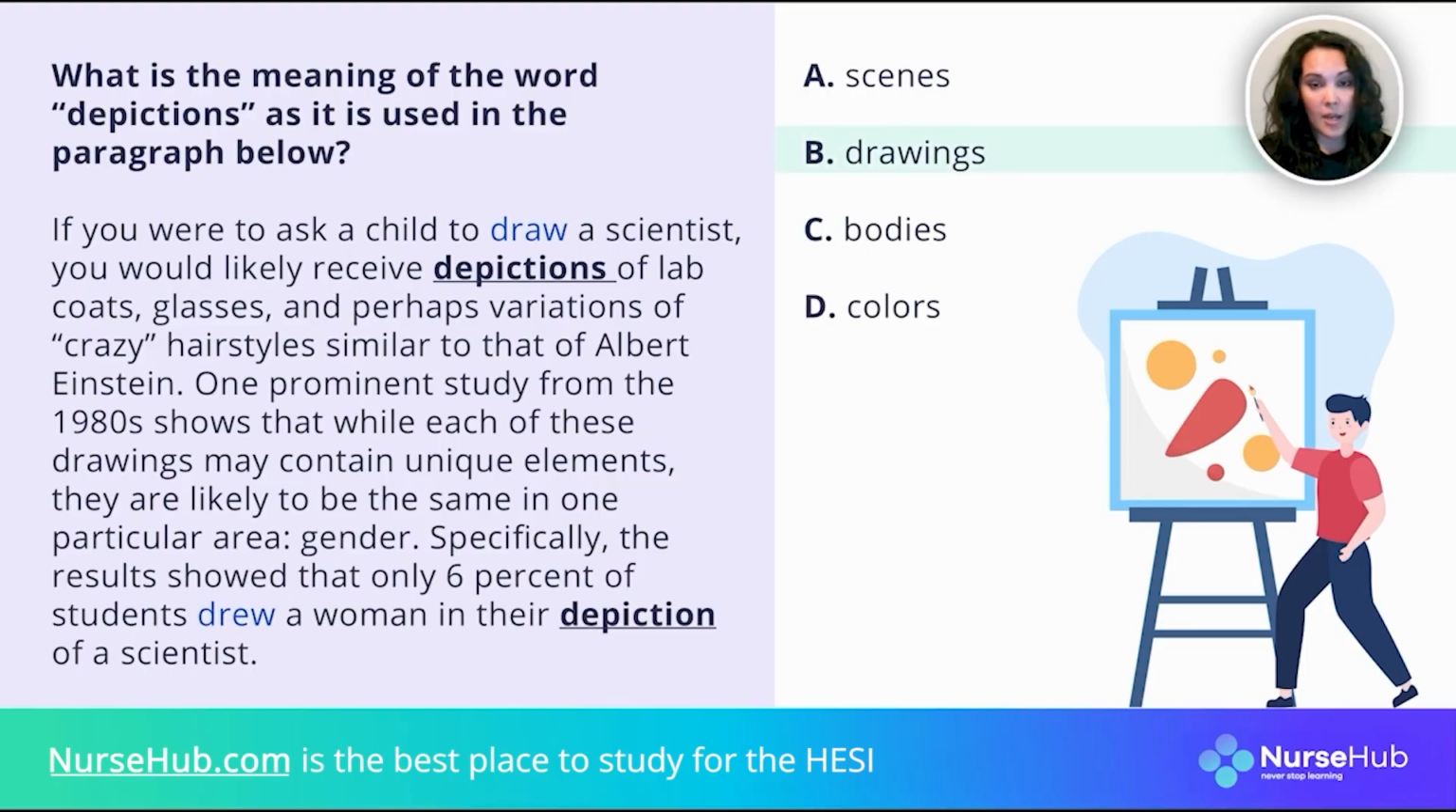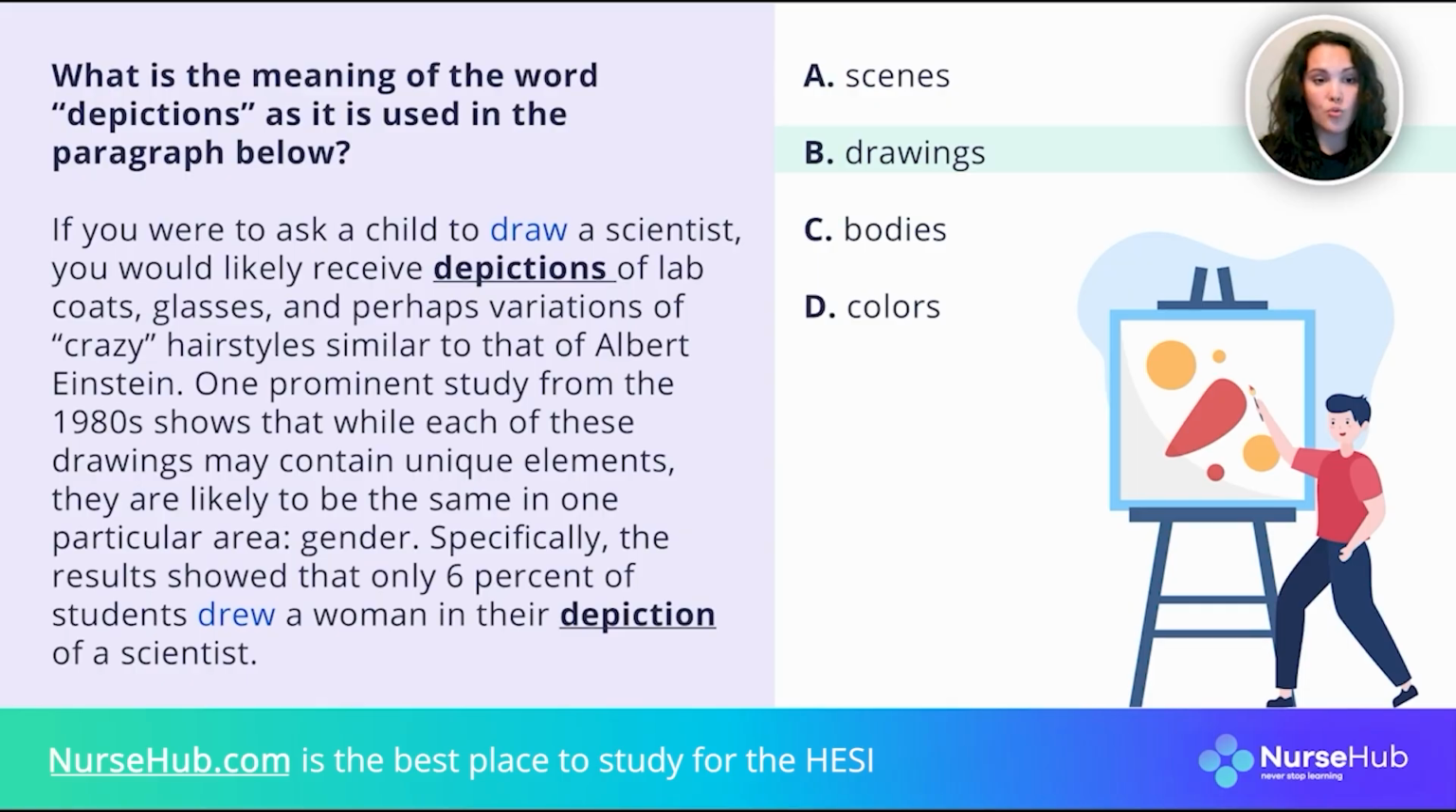Okay, so in this paragraph, we actually see the word depiction twice. We see depictions and then depiction. You probably won't see that like that on the HESI. I just wanted to give you an example of it here to show you two ways of how this answer is going to be correct.